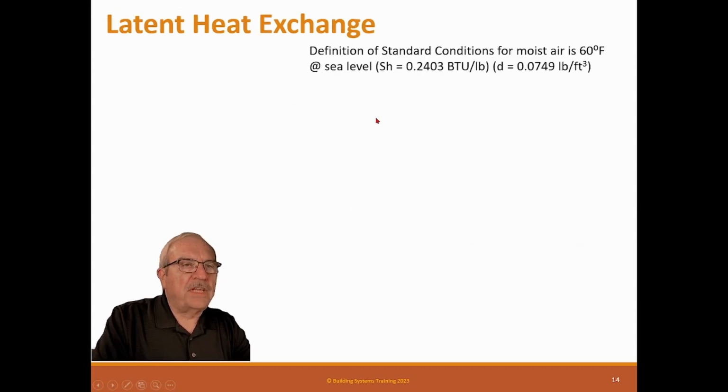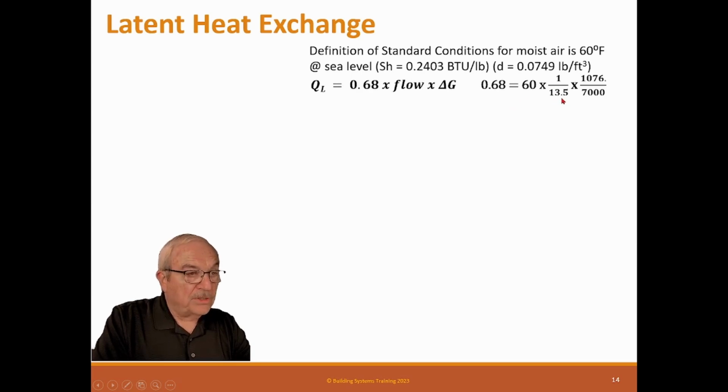Okay, definition: standard conditions for moist air are 60 degrees at sea level, specific heat of 0.243 and density of 0.0749. So 0.68 times flow times delta G, where the 0.68 is 60 times 1 over 13.5, which is a specific volume. The reason I'm doing this is because this 13.5 is directly off the psych chart, and it's exactly correct. That number is slightly different than this times 0.99. Very close, but slightly different. So this is the exact number.